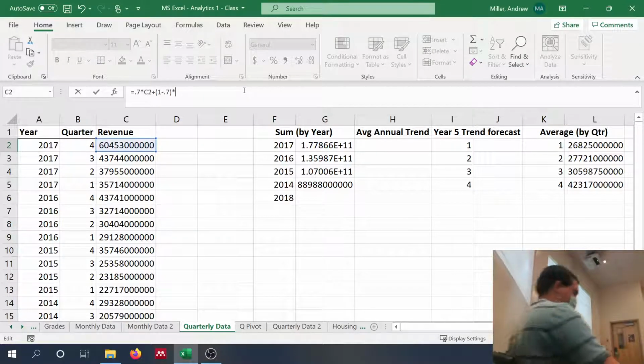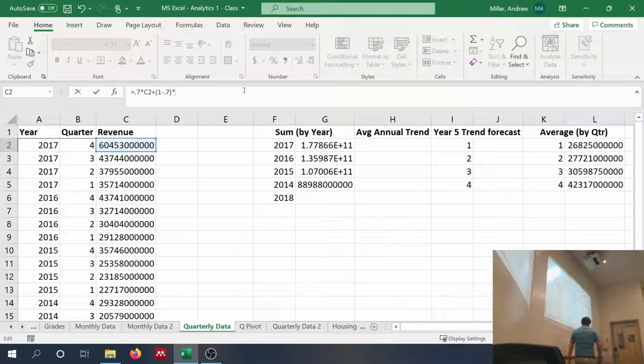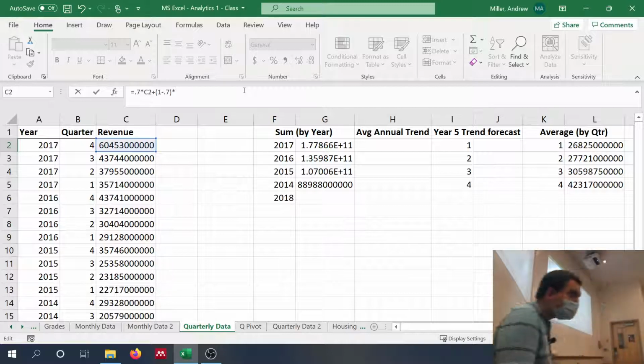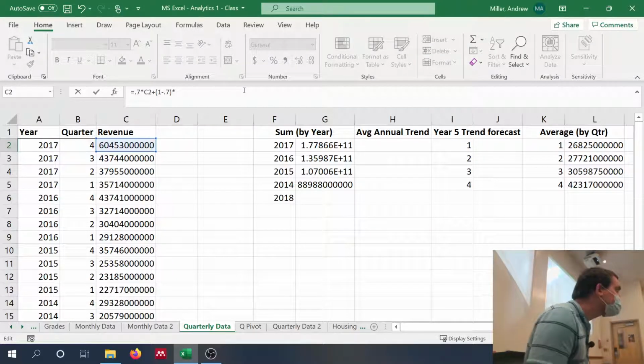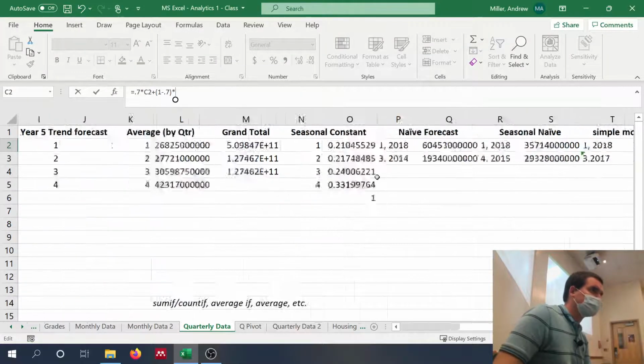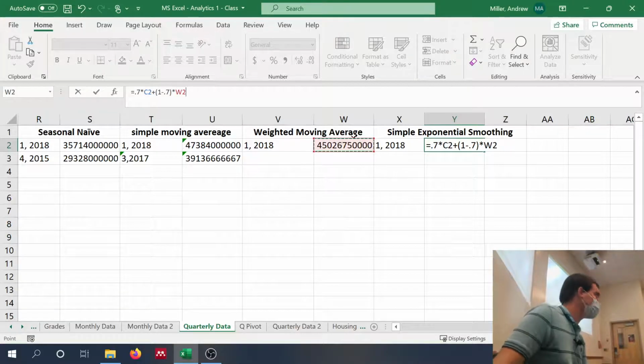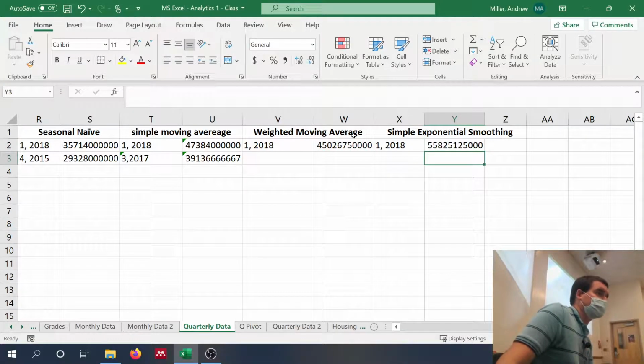So you guys remember the formula for this, right? Alpha times x sub t minus 1, that's the previous observation, plus 1 minus alpha times previous forecast. So we'll put 1 minus alpha. You guys get that? Okay. So what's it going to be? Then you get to W2. That's exactly right, because that's a previous forecast. Does that make sense? So that's what we're doing with simple exponential smoothing.